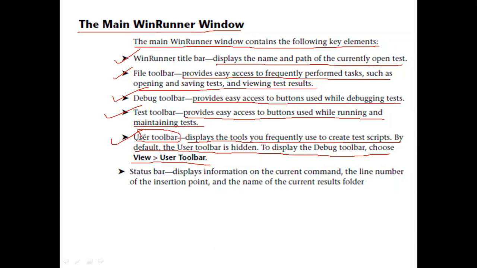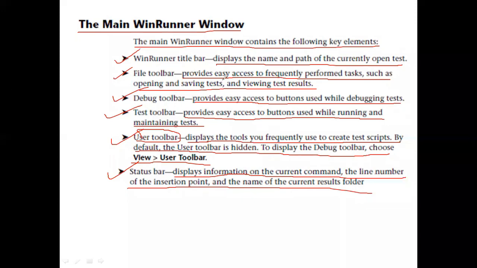So how can we enable it? By using the View menu. In that View menu, there is a User Toolbar option. If you click this User Toolbar, then the user toolbar will be enabled. Next, the status bar. This displays information on the current command, the line number of the insertion point, and the name of the current results folder.